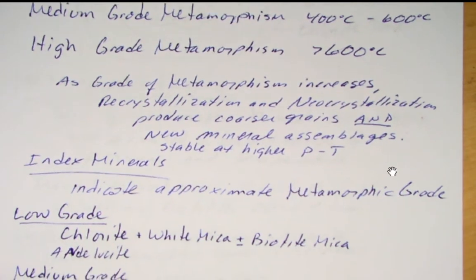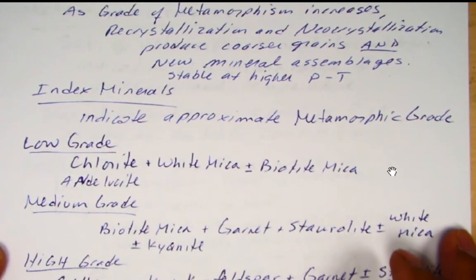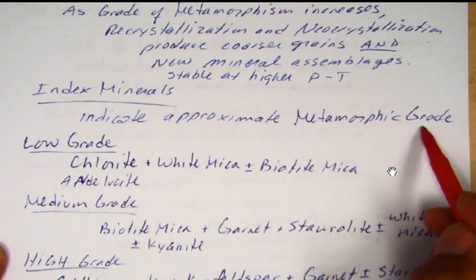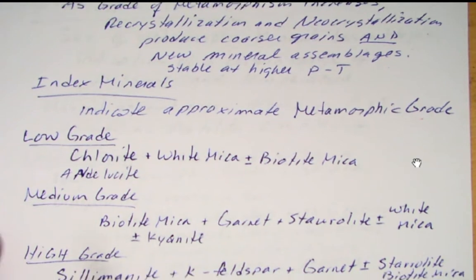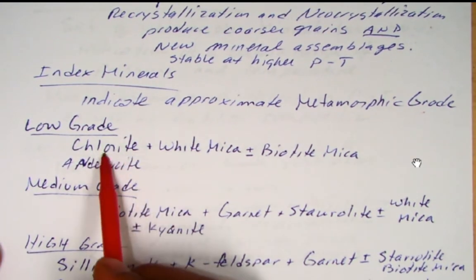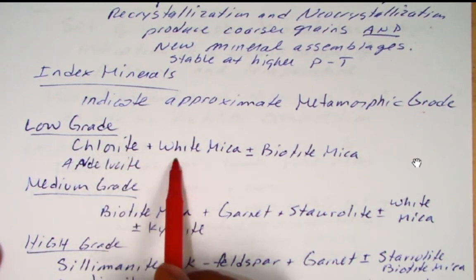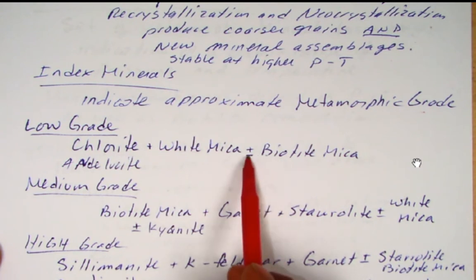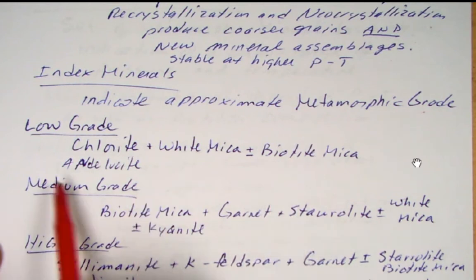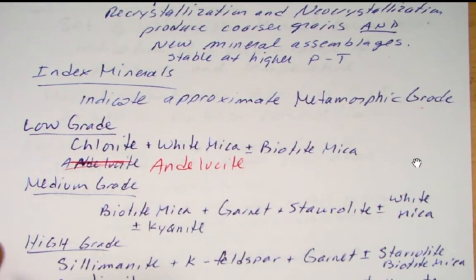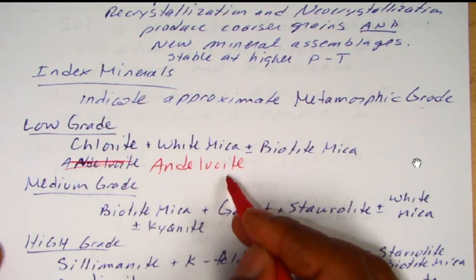And one thing we use are index minerals, and index minerals indicate those metamorphic grades, those pressures and temperatures that we're interested in. So for low grade, one of the key minerals is chlorite, but we may get some white mica, maybe here a plus or minus, which means you may or may not have it. You will see andalusite, and remember, that's the low temperature, low pressure aluminosilicate.